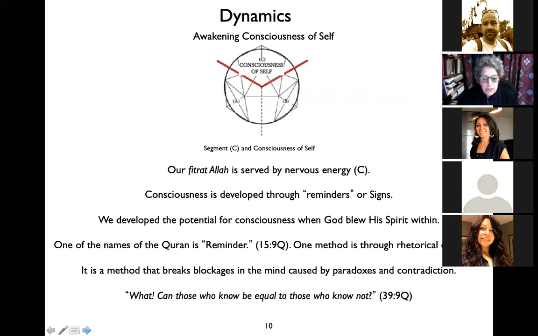We develop the potential for consciousness when God breathed his spirit within. And one of the names of the Quran, as I've said, is reminder. That's in Surah 15, verse 9. And one method of gaining consciousness is through rhetorical questions. It is a method that breaks blockages in the mind caused by paradoxes and contradiction. For instance, God says in the Quran in Surah 39, verse 9, what can those who know be equal to those who know not? That's kind of a rhetorical question.